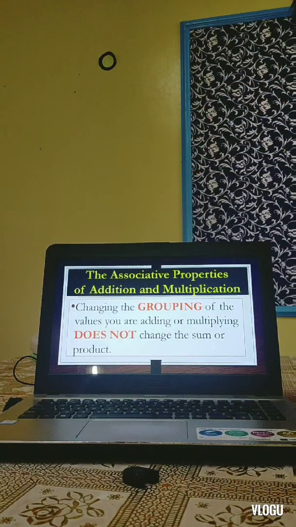It says it's changing the groupings. It only changes the groupings of the values you are adding or multiplying, but it does not change the sum or the product.